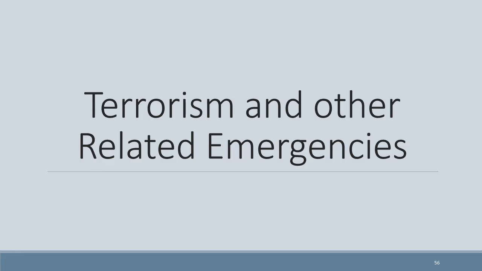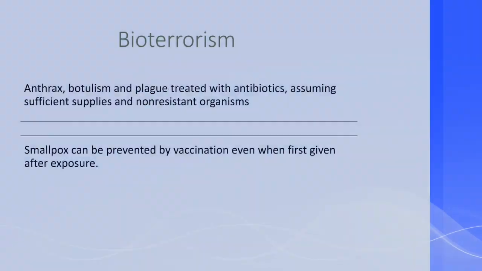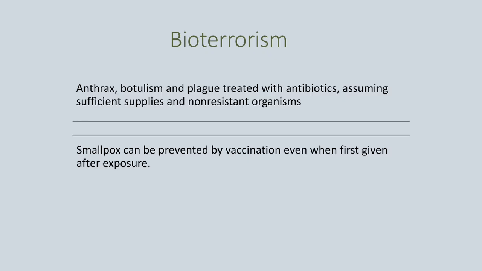So terrorism and other related emergencies. Terrorism involves the overt action or express purpose of causing harm, and this could be by bioterrorism, which is a disease pathogen, or using a chemical agent, or radiologic or nuclear or explosive devices. Now, bioterrorism, some examples could be anthrax, botulism, the plague, treated with antibiotics, assuming sufficient supplies are available. Smallpox can be prevented by vaccination, even when first given after exposure.